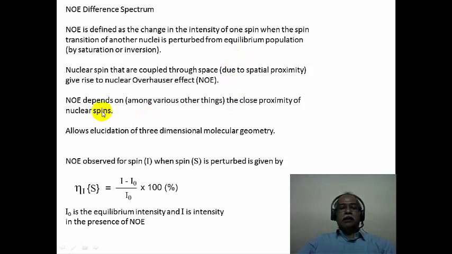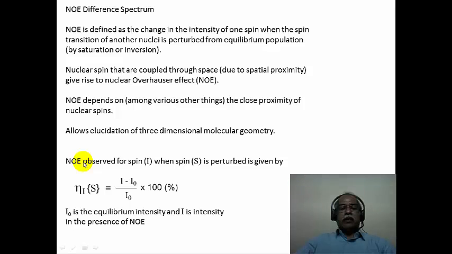What is important here is that the nuclear Overhauser effect essentially depends on the close proximity of nuclear spin. In other words, if two hydrogens, one of the hydrogens has to be observed under nuclear Overhauser effect conditions, it has to be in close proximity to the other hydrogen, then only it is possible to observe the effect of nuclear Overhauser effect on these nuclear spins. Therefore, the distance relationship essentially gives important information about the three-dimensional molecular geometry. So, based on the nuclear Overhauser effect, one can determine the molecular geometries fairly simply.